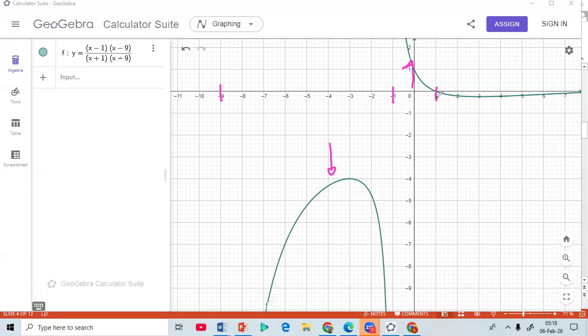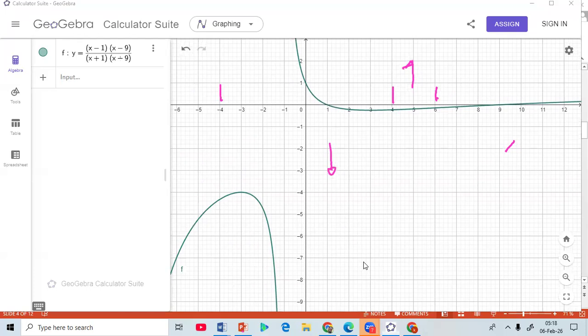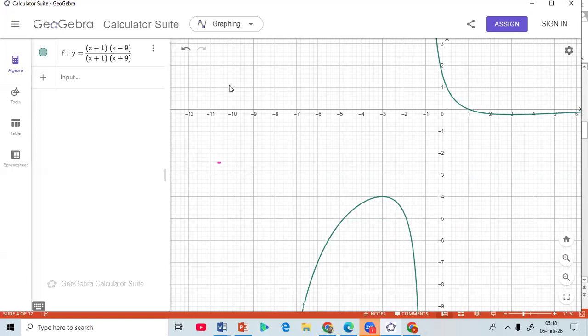Between 1 and 9, when you move this curve here, you'll notice that your curve was below, negative. Anything above 9, the curve went up. Now, in sketching, that idea must come out very well. When you are making your sketch, you are coming up with the final sketch of your graph, those things must appear very well.